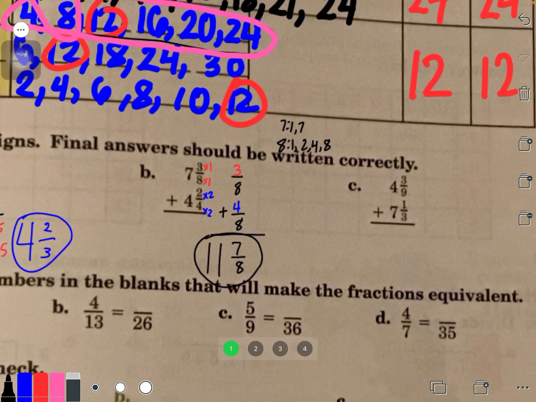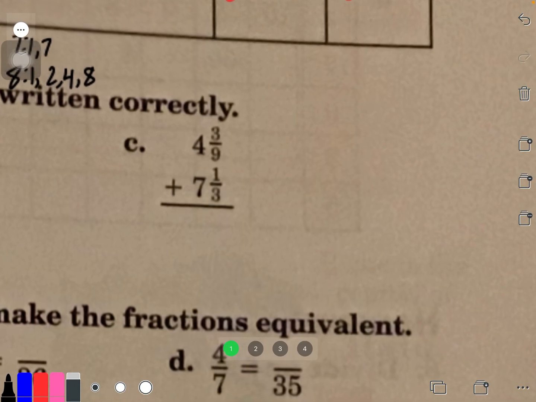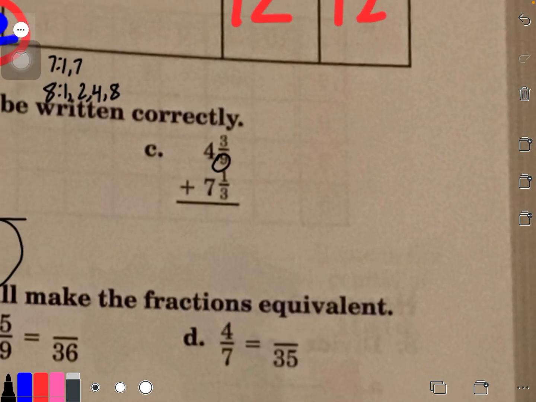Letter C. Okay, so I've got 9 and 3. Again, I'm not going to add them together and my denominator is 12. No, no, no. I have to find their least common denominator. So let's list the multiples of 9, okay? Multiples of 9 are 1, 3, and 9. The multiples of 3, oh wait, those are factors. Oof, I did those wrong. Sorry.